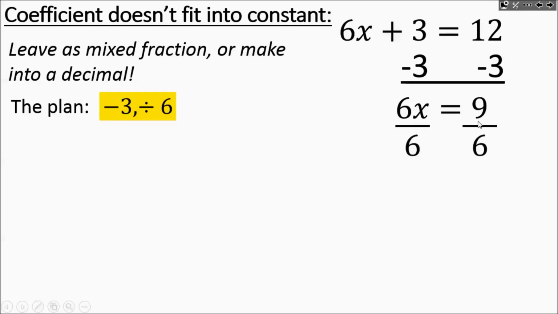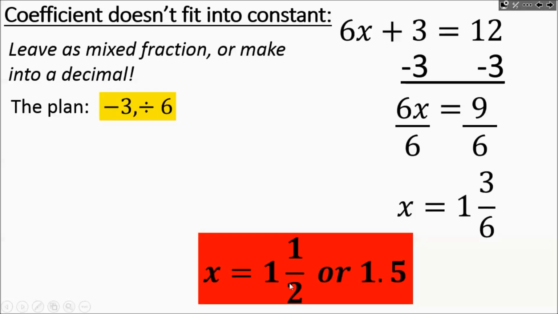Now, normally we've always had something work out real nice here, but in this case, 9 over 6 doesn't work out nice. You can leave it as 1 3/6, get it in lower terms, 1 1/2, or 1.5. If you have a calculator, you could type in 9 divided by 6, and that'll take you to the decimal answer.